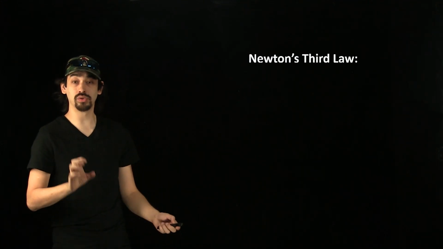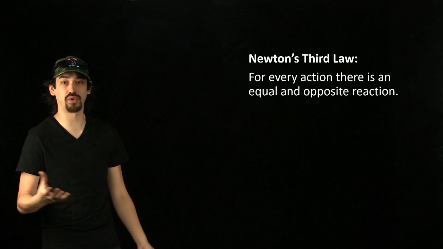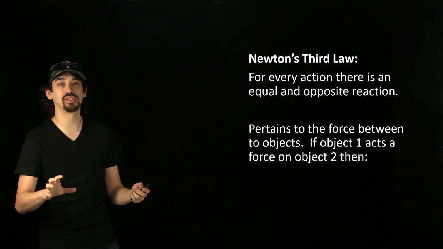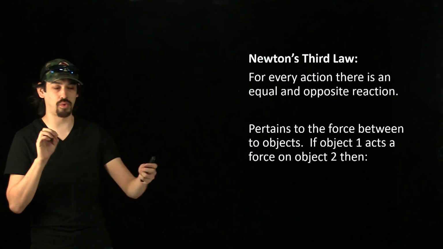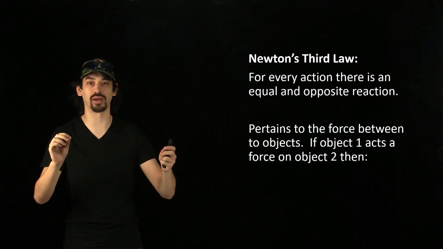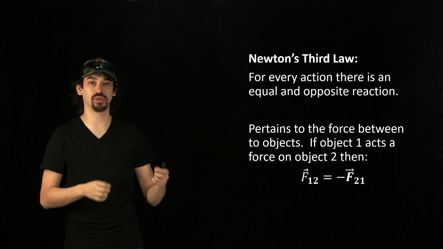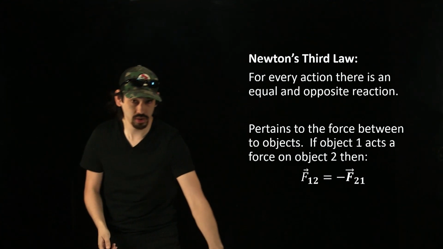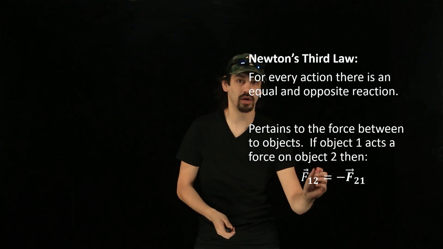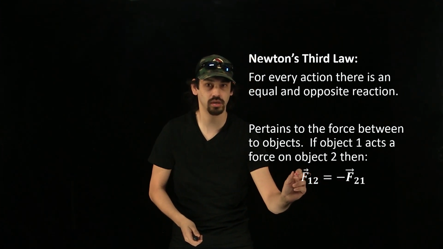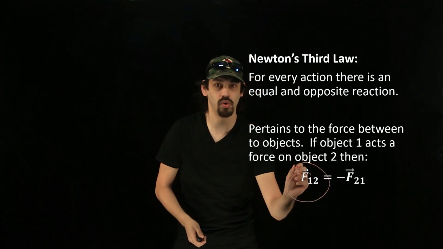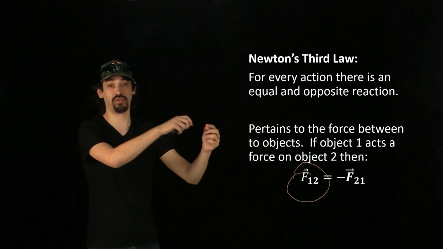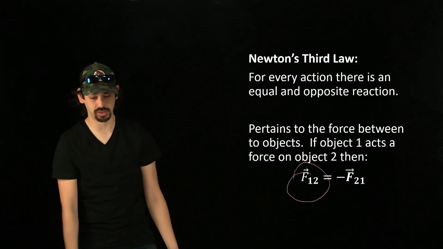Newton's third law is the law that says for every action there's an equal and opposite reaction. Another way to put this is it pertains to the force that acts between two objects. So that's to say, if there are these two objects, the force that object 1 exerts on object 2, which is what this statement right here is saying, is going to be equal to the negative of the force that object 2 exerts on object 1.